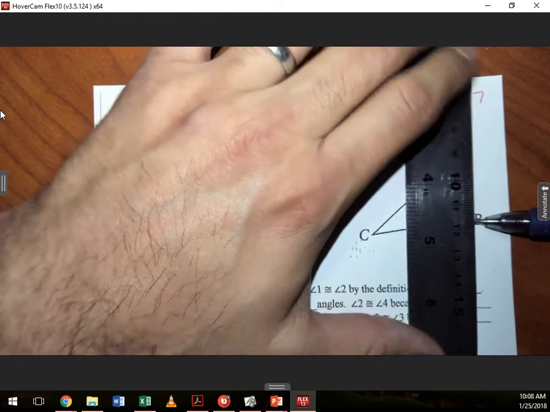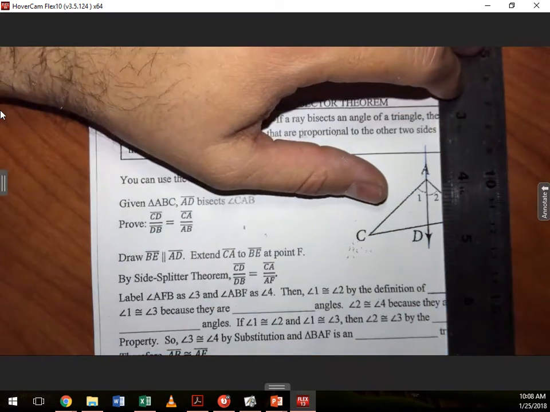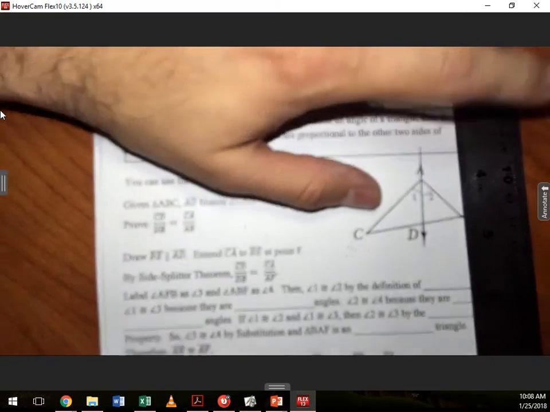So, I'm going to draw a parallel line. Do your best to try and draw it parallel, because we didn't do the constructions unit this year.